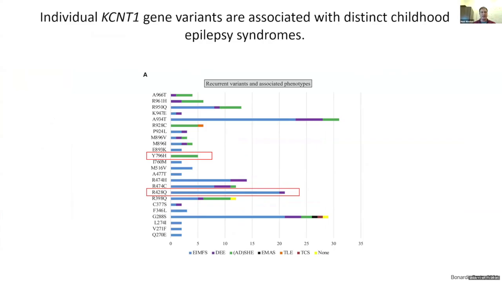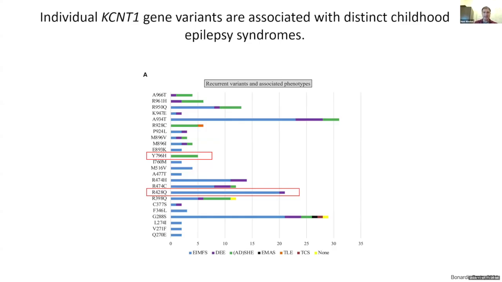Yeah, I'm going to talk today about some drug studies that we have been doing in mouse models of KCNT1 epilepsy. This is a chart showing a good chunk of the recurrent variants that have been found. This is from a nice review a couple years ago in Brain, which I would highly recommend to get a nice overview of the clinical phenotypes of KCNT1.